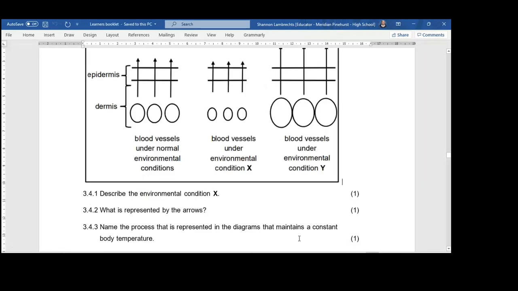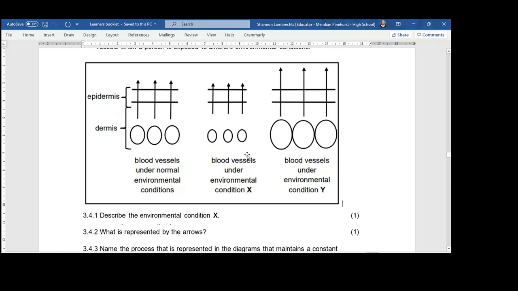So 3.4.1 says describe the environmental condition at X. X is the one in the middle. You now must compare the circles, which are the blood vessels, with normal conditions. So under normal conditions, which is the first picture, in condition X the circles are smaller. So what is happening? The blood vessels are getting narrower. That should remind you of a condition called vasoconstriction. And who can tell me, does vasoconstriction happen when you are warm or when you are cold? Just think about that, okay?